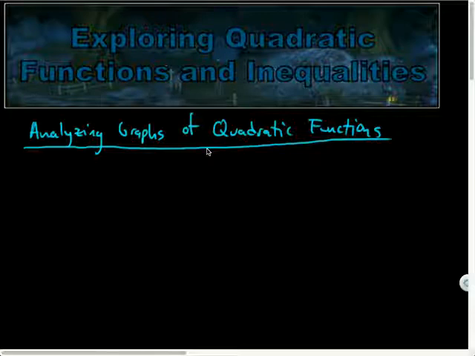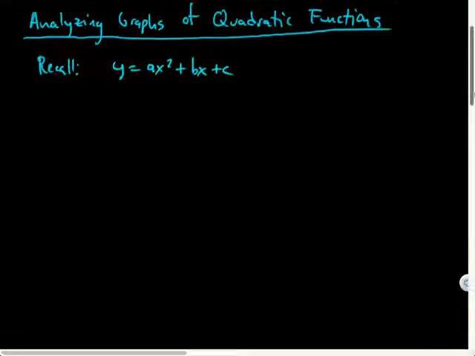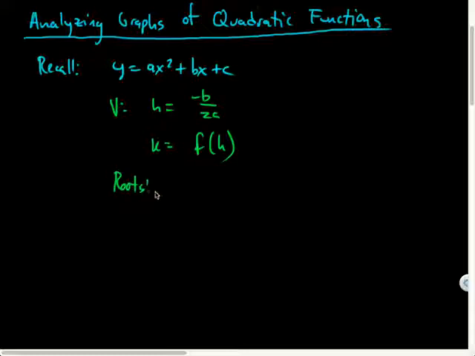Now, you guys know how to graph a quadratic, right? Here, I'll do a little recall for you. You know y equals ax squared plus bx plus c, right? You know that that's going to be the graph of a parabola. You know how to find the vertex, right? That h is equal to negative b over 2a. That k is going to equal f of h, where you just plug in that x coordinate. You could find the roots or the x-intercepts by setting the function equal to 0 and solving.